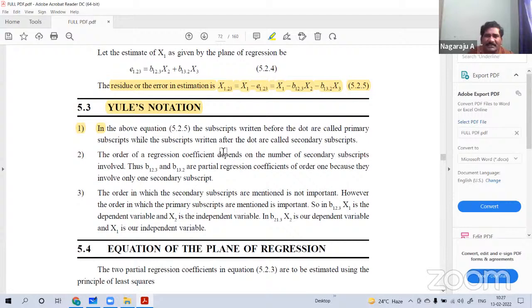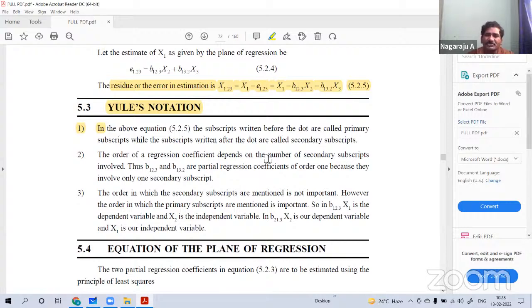The order of the regression coefficient depends on the number of secondary subscripts. That is called the order of the regression coefficient. So here b12.3 and b13.2 are partial regression coefficients of order 1, because they involve one secondary subscript. It means x1 on x2 and x1 on x3. That is the second point of Yule's notation.